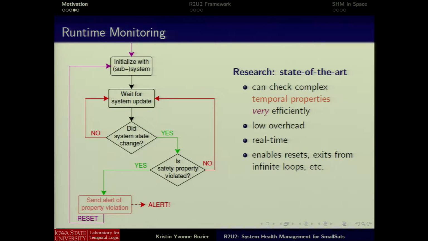Then you will wait for the system to update. You will then ask upon a system update, did the state of the system change? Am I still in a good place? If the system did not change, then you can go ahead and wait for another update. If it did change, then you want to ask yourself, okay, well, now is a requirement violated? Am I somehow in an unsafe state, right? If not, then you say, okay, that system change was fine, and we'll go back and wait for the next one. If so, then it's important to send an alert of the property violation and reset the monitor so that you can continue catching anything else that might happen in the future.